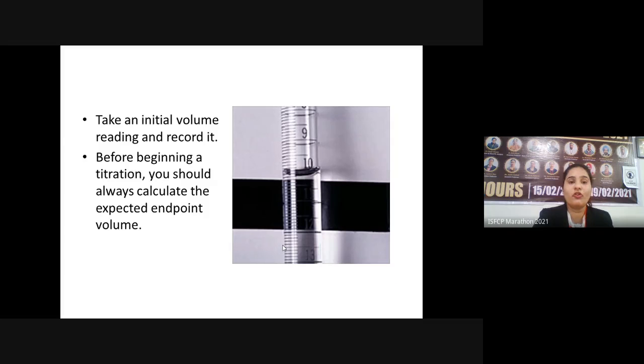Before starting the titration, we have to check the initial reading of the burette. The reading is taken in such a way that for colorless solutions, we always consider the lower meniscus, and for colored solutions, we consider the upper meniscus. So before starting the titration, the initial volume reading on the burette is noted down and recorded. And then we should start with the addition of the standard solution from the burette.